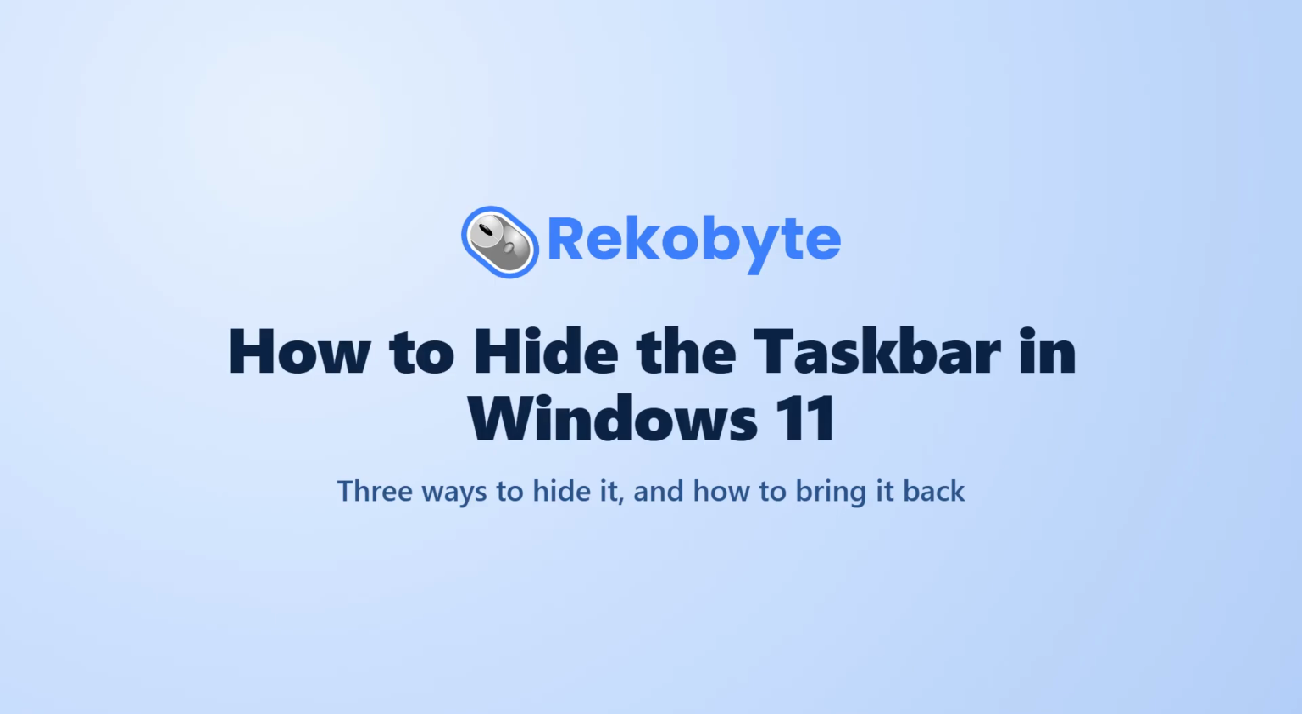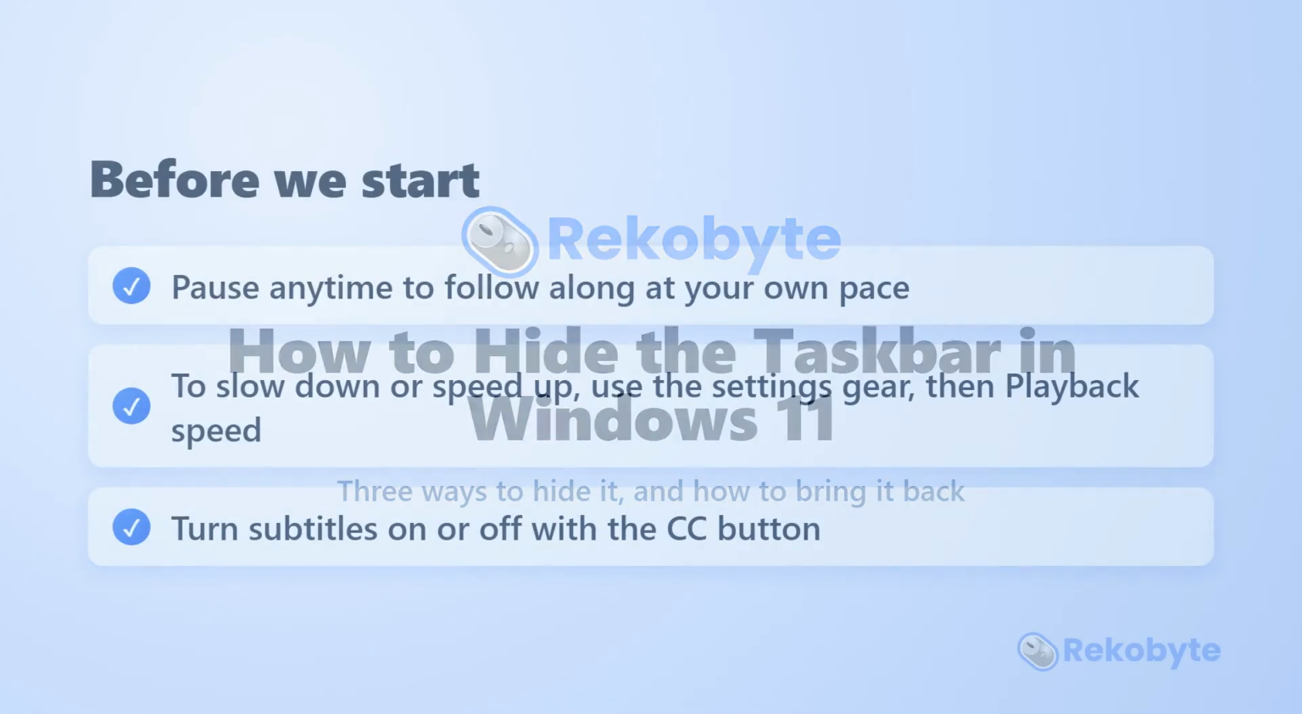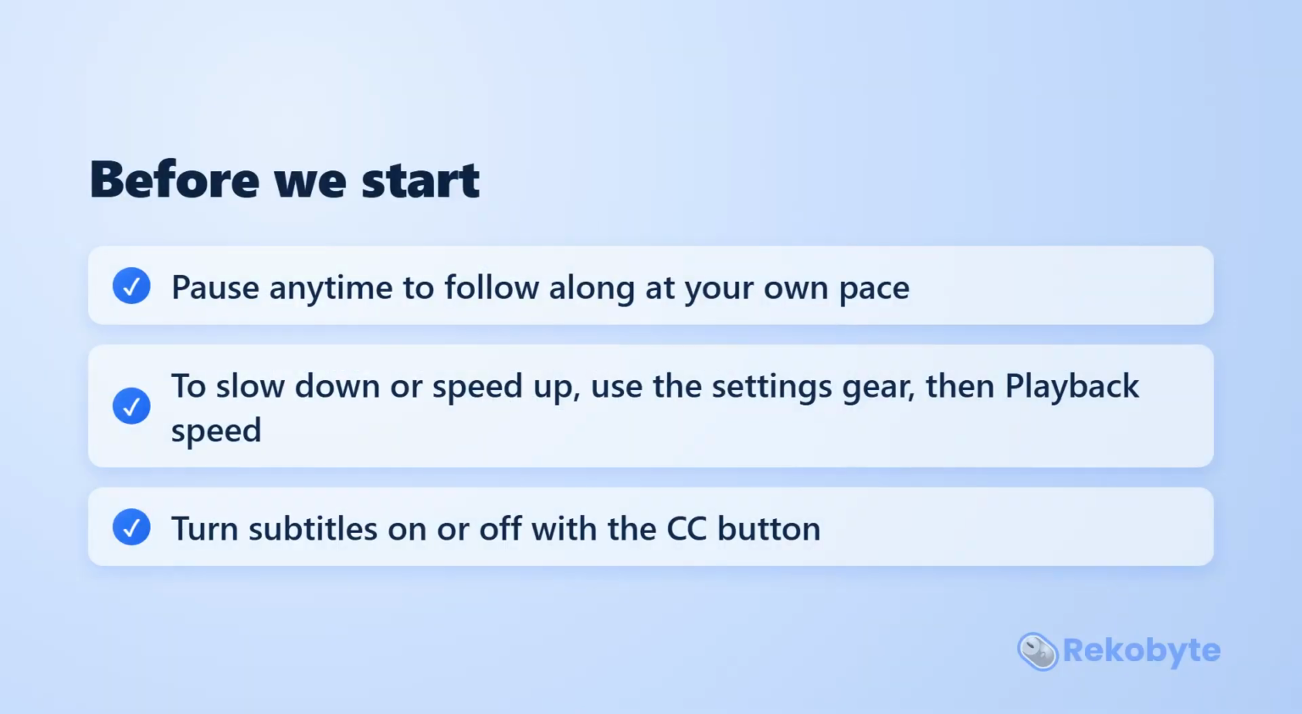Here is how to hide the taskbar in Windows 11 and how to bring it back whenever it is needed. Feel free to pause at any time. You can slow this down or speed it up with the playback speed setting and turn subtitles on or off with the closed captions button.